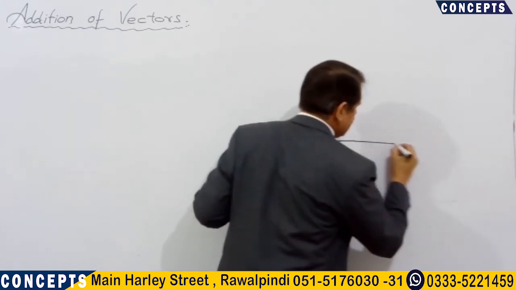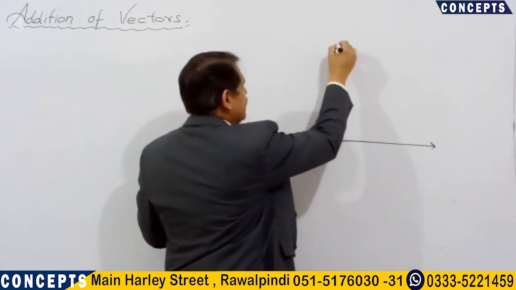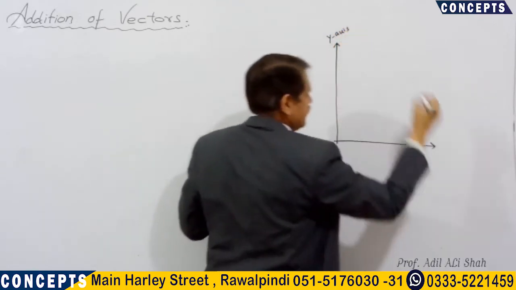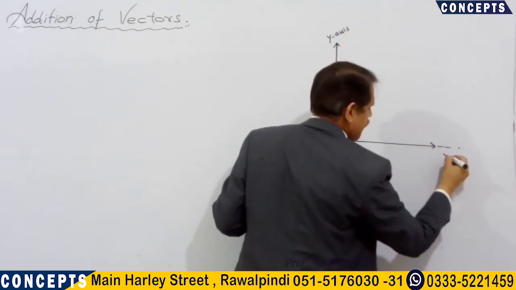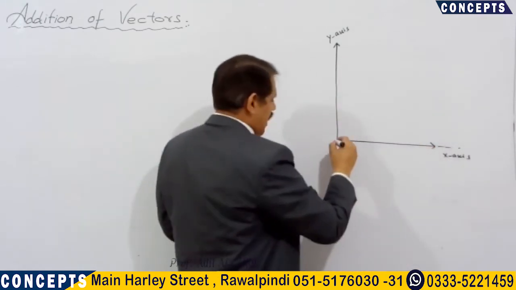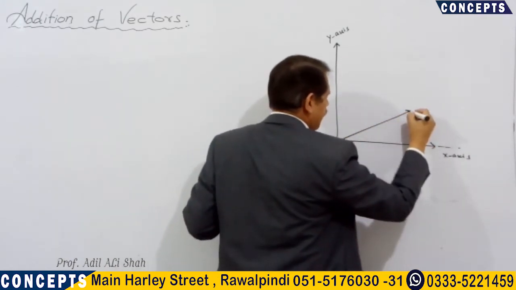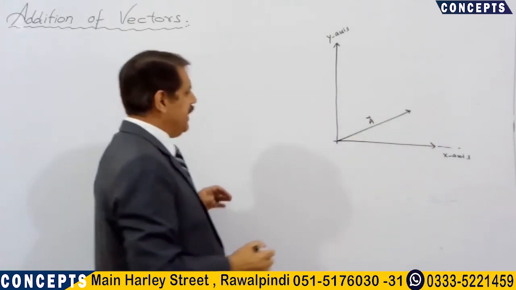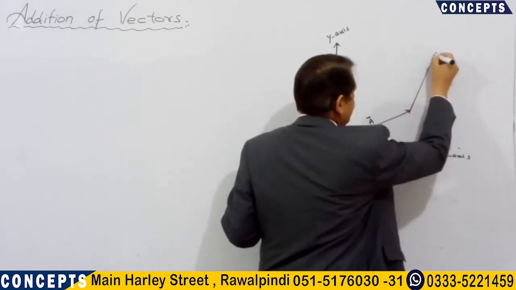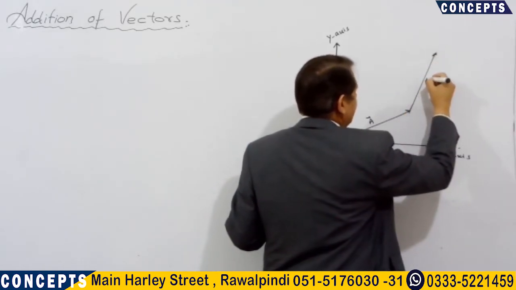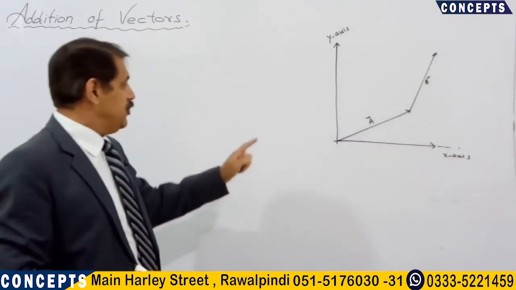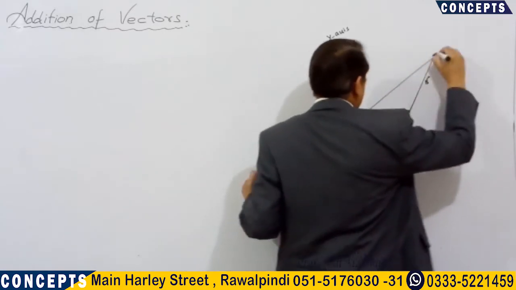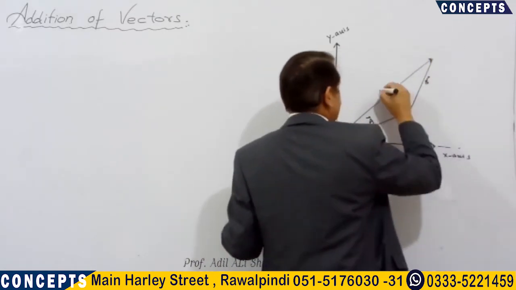Let's suppose this is your x-axis and this is the y-axis. This is any vector A. There is another vector B right somewhere here. Now, according to the head to tail rule, the resultant vector would be this one, R.